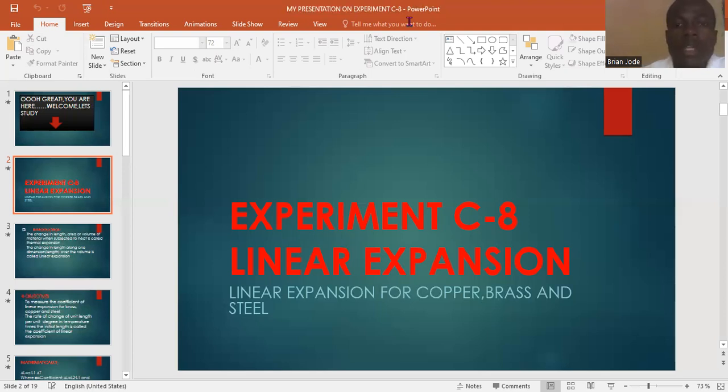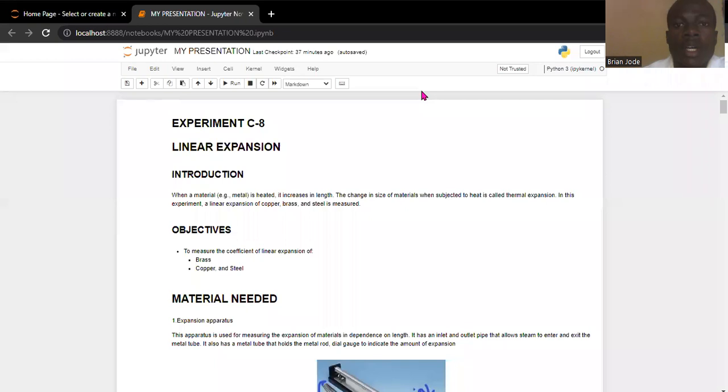In the introduction of our study, we find that when a material, e.g. metal, is heated, it increases in length. The change in size of materials when subjected to heat is called thermal expansion. The change in size can be in density; a material can change in volume, it can change in area, and that is called thermal expansion. So in this experiment, the linear expansion of copper, brass, and steel is measured. As we've said, linear expansion is when the change is along one dimension.